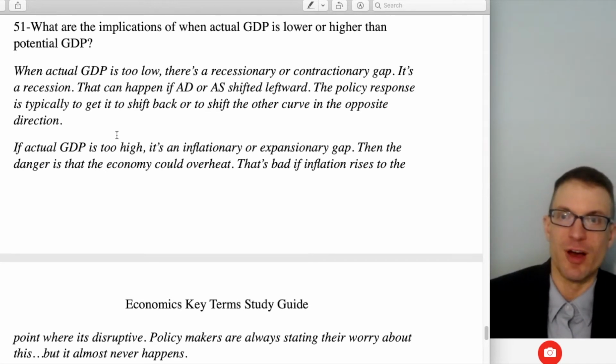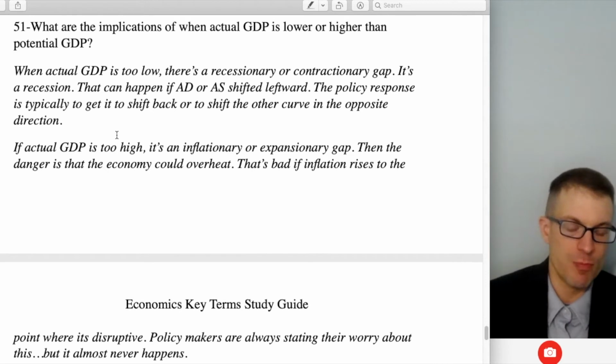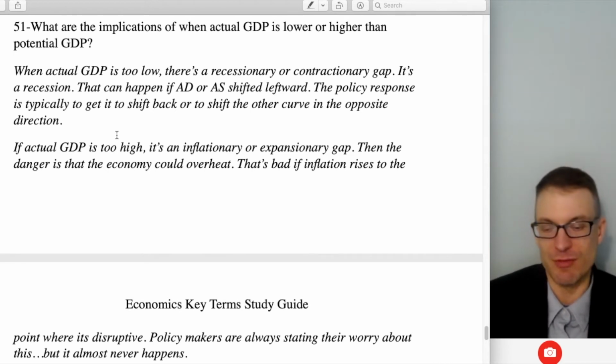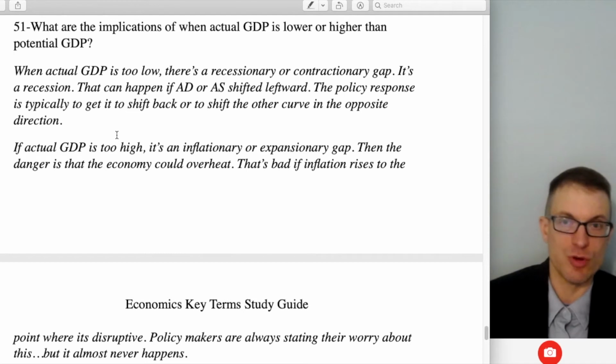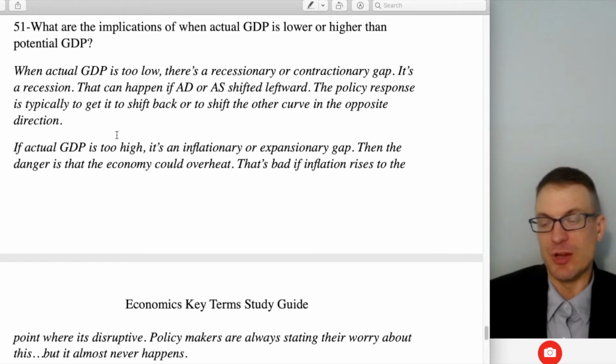If you have actual GDP higher than potential GDP, now you've got an inflationary or an expansionary gap. This would be caused by a rightward shift of aggregate demand if we have prices rising. So if you have an increase in output, decrease in unemployment, rise in inflation, now you've got demand increasing. If you have aggregate supply increasing, such as a decrease in the cost of doing business, now you've got a decrease in the price level, but an increase in output.